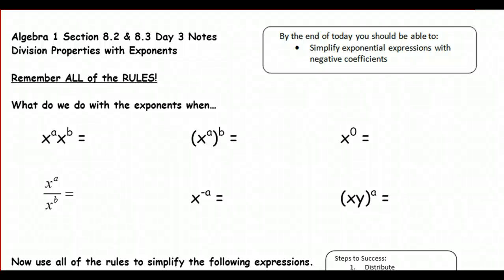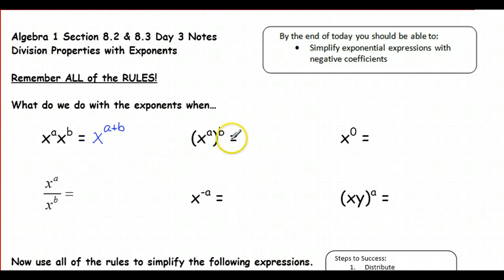Alright, let's continue looking at properties of exponents. Remember that if you multiply powers with the same base, you can add their exponents. So x to the a power times x to the b power is the same thing as x raised to the power a plus b.